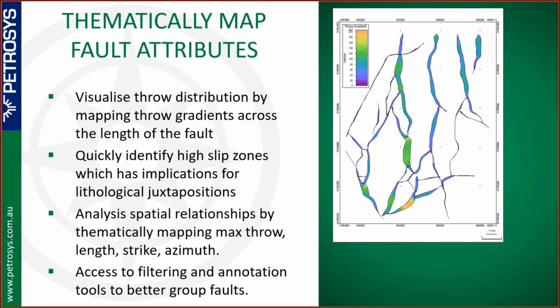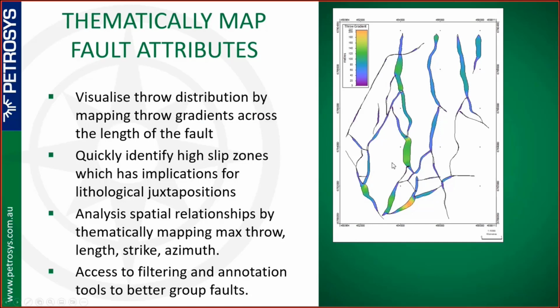As I mentioned, it's also possible to thematically map those fault statistics that are now calculated for each of those faults. The first thing you can display is the throw distribution, by mapping the throw gradient across the length of the fault. That will allow you to choose what color gradient you want to define, and then it allows you to quickly identify high slip zones. And this, of course, has implications for your lithological juxtapositions.